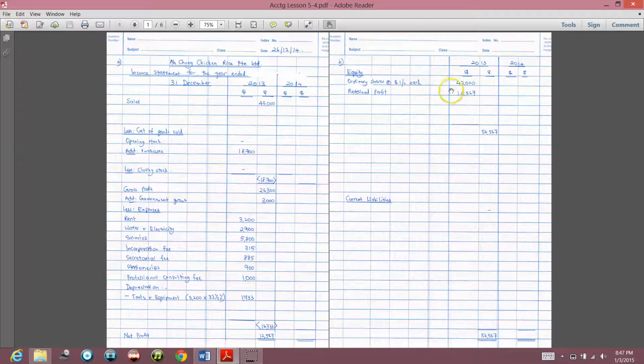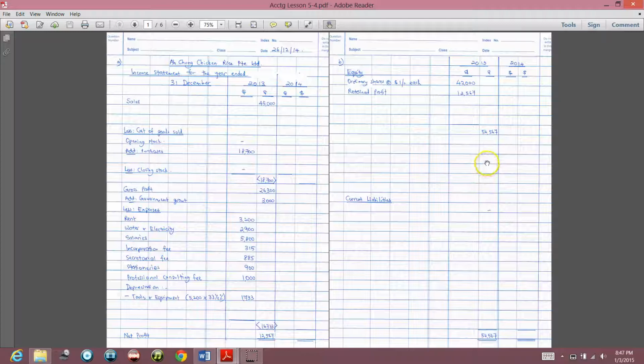42,000. This is the difference of the receipt minus all the payment and also minus the depreciation. That will be your retained profit. Okay, it's also 54,567. Okay, can you see the logical relationship with this?